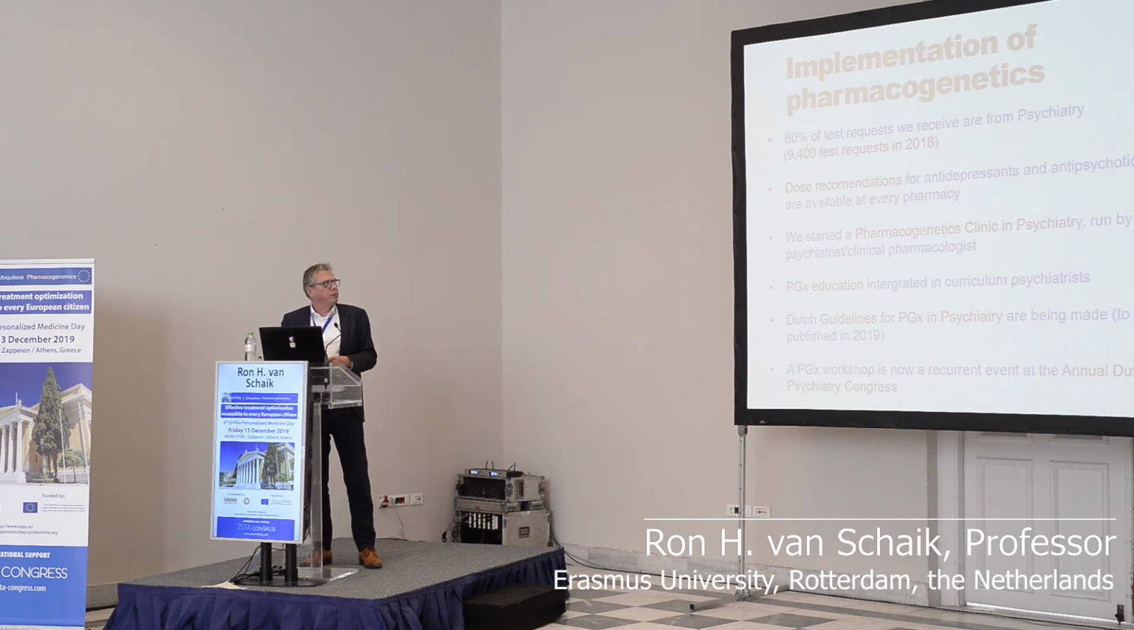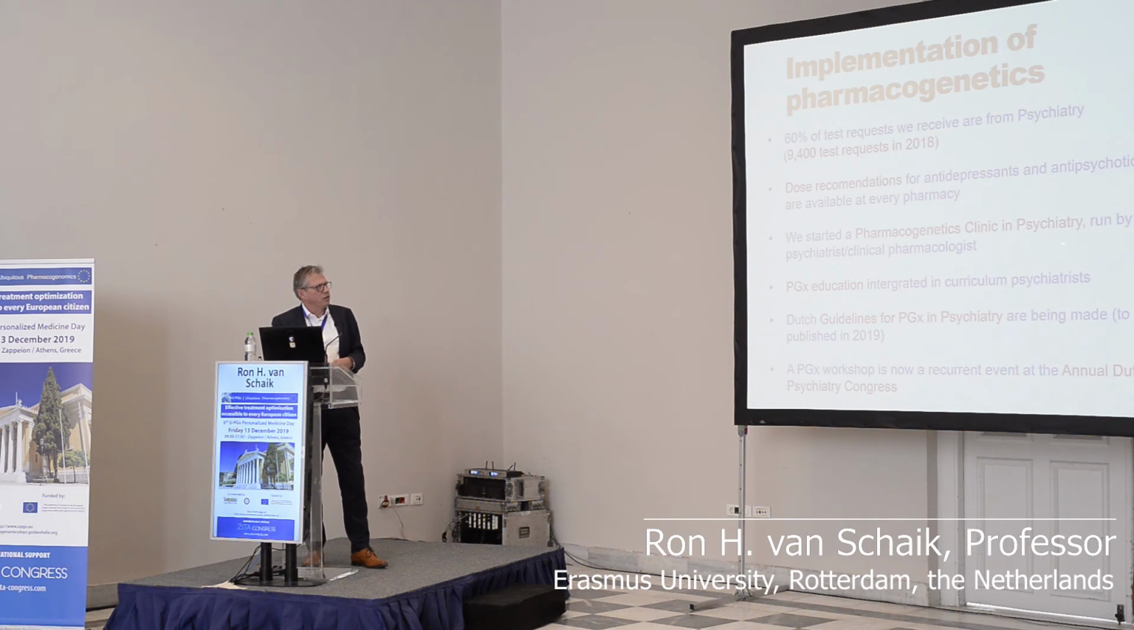So if you look at the implementation of pharmacogenetics in the Netherlands, it's doing quite well. I mean, 60% of the tests that we are getting are from psychiatry departments. So this is for almost 10,000 test requests in 2018. There are recommendations ready for antidepressants and antipsychotics.